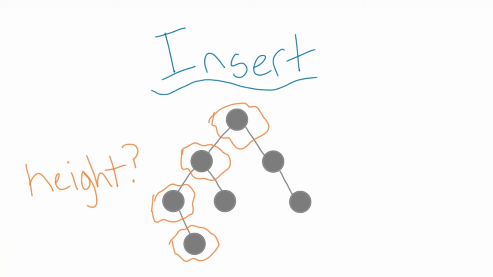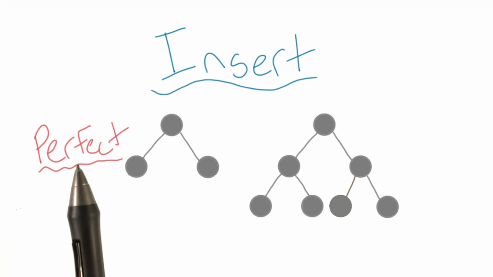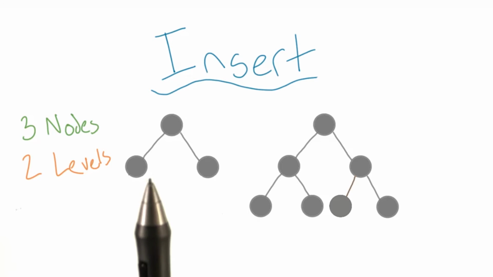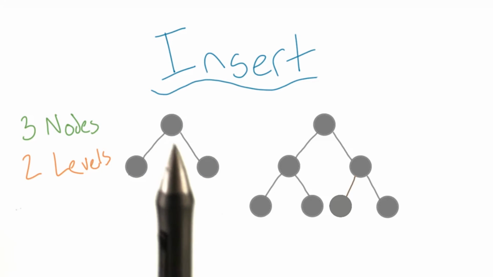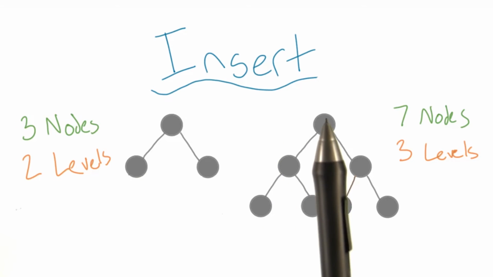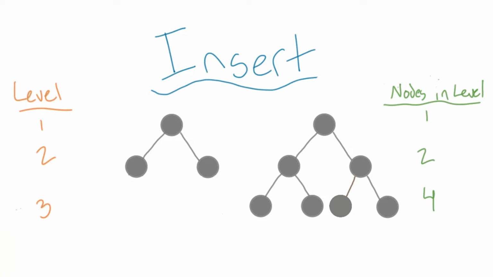Like we did with our sorting algorithms, let's look at some examples and reason through it. Here are two different trees. We can call these perfect trees since every node except the leaves on the last level has two children. It looks like this tree with 3 nodes has 2 levels, and this one has 7 nodes and 1, 2, 3 levels. As the tree grows bigger, each new level has the capacity to hold a number of nodes equivalent to a power of 2.